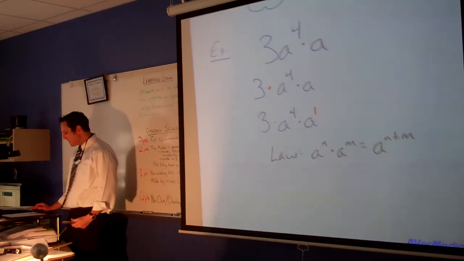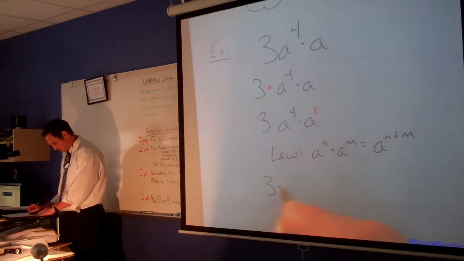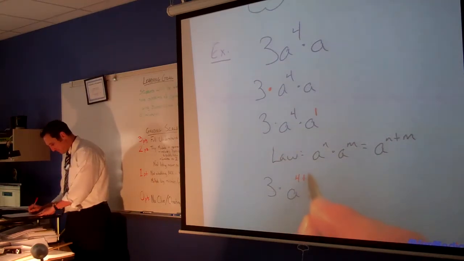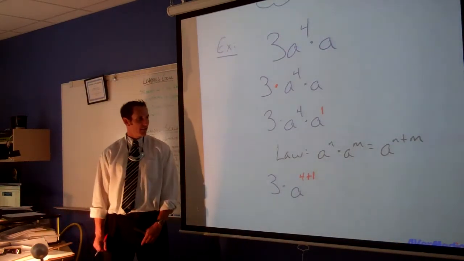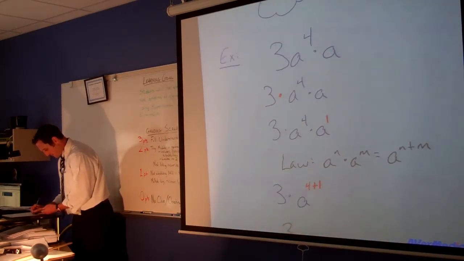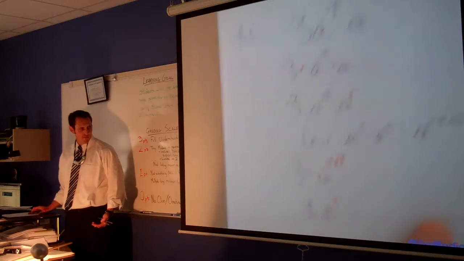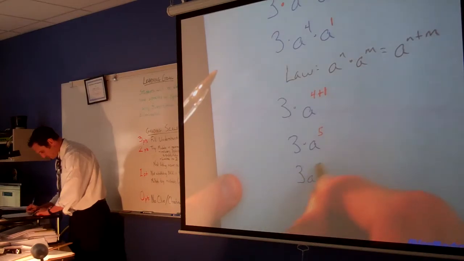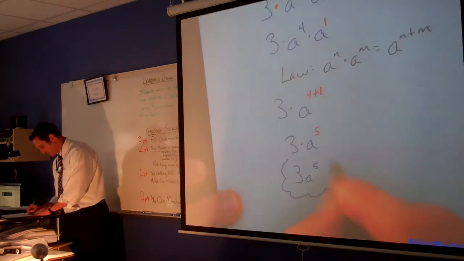So what's happening up here? We have 3 times, that's not going to change. However, we have a to the 4 plus 1 now. 3 times a to the 4 plus 1. All right, because that exponent for the original a was actually a 1. So we have 3 times a to the 5th. And since that's all multiplication, we just scrunch that together. Call it 3a to the 5th. And since there are no more laws of exponents to apply, we are simplified.